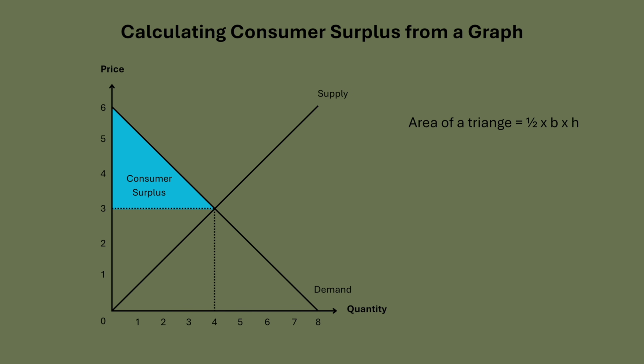In this example, the base is 4, since it goes out to 4 on the quantity axis. The height is going to be 6 minus 3. Careful here, the height isn't just 6, it's going to be 6 minus 3, since it only covers that part of the price axis. Okay, now we plug those numbers into the formula. So half times 4 times 3, and that equals 6. By the way, when we say half, you can type this into your calculator as 0.5 if it's easier.